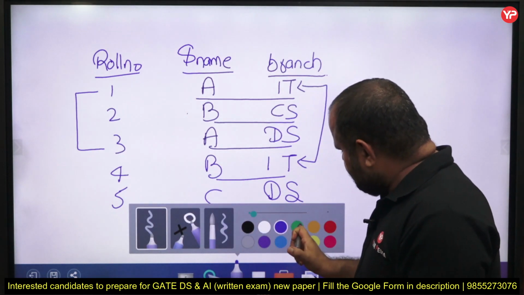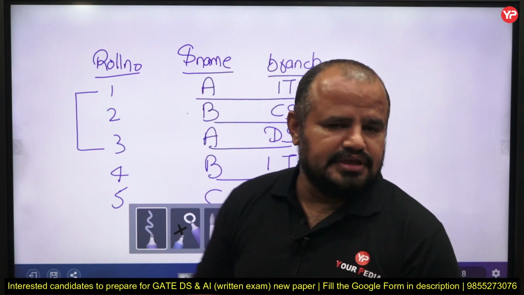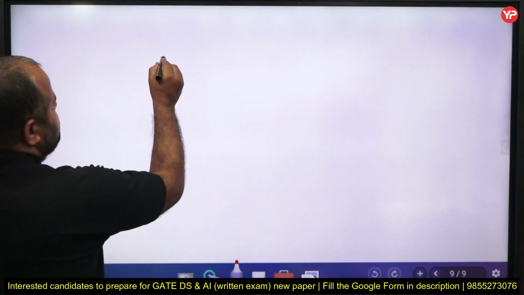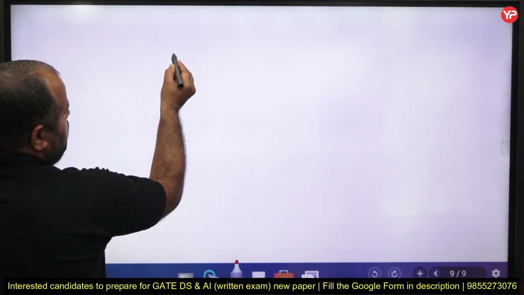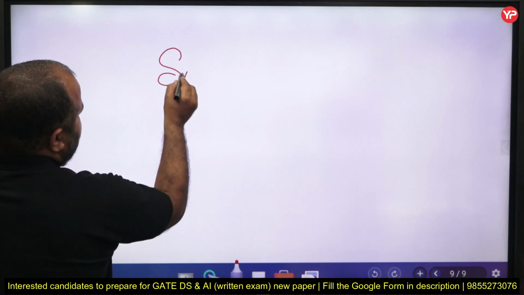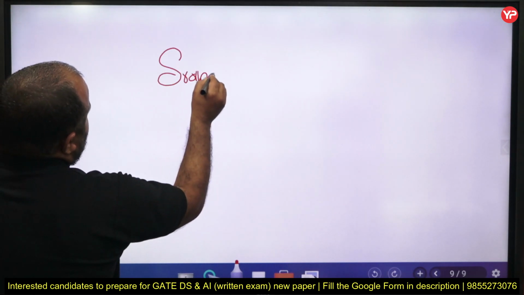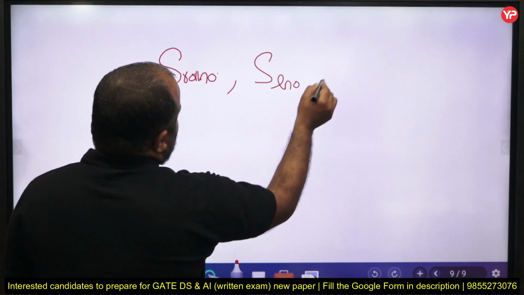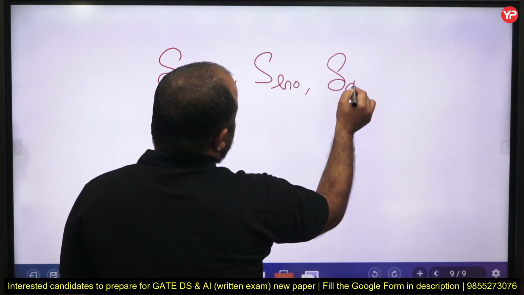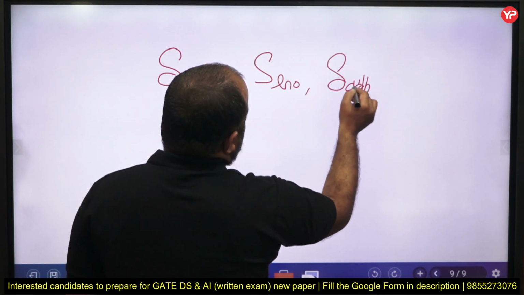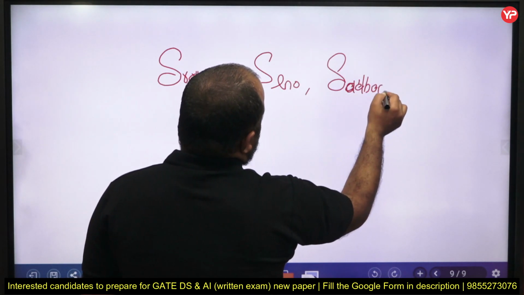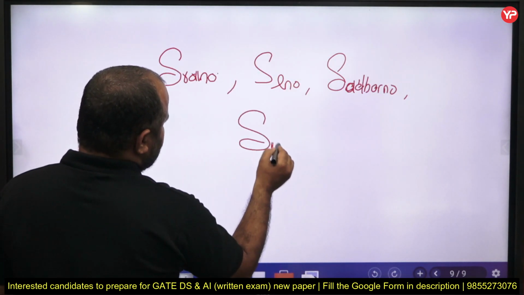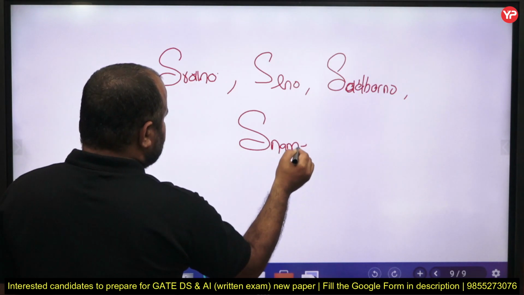what are the different keys of my table? See, listen carefully, my dear students. I have many attributes. I already get to know that student roll number, then student license number, then student Aadhaar number, then student name with branch.